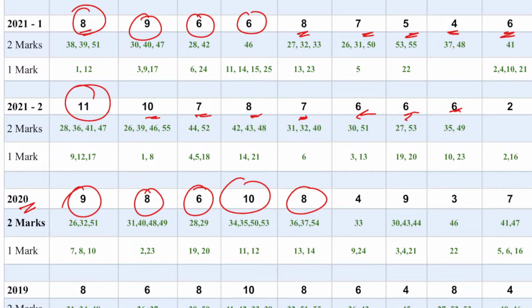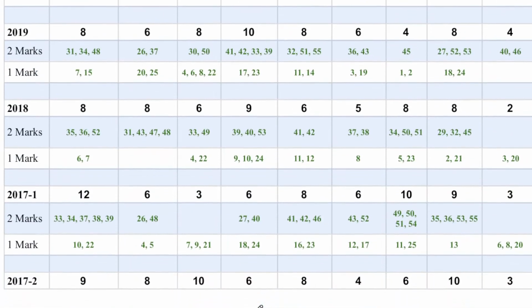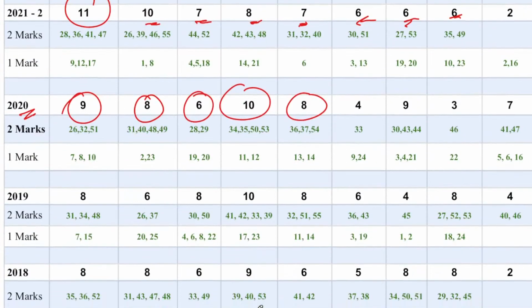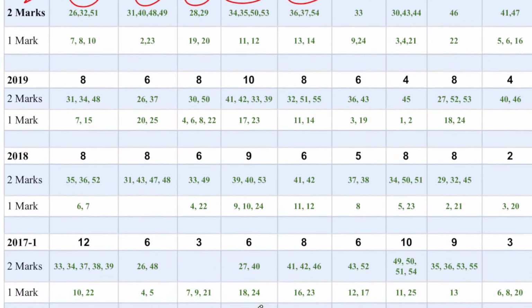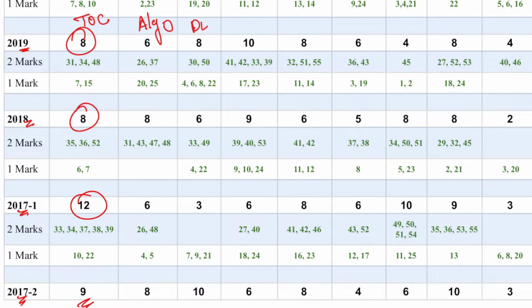And now if we check for 2019, 2018, 2017, so 8 marks, 8 marks, 12 marks. Okay, in 2017 it was 12 marks. After that, this is of TOC. Okay, this is of Algo. This is of DLD, digital.